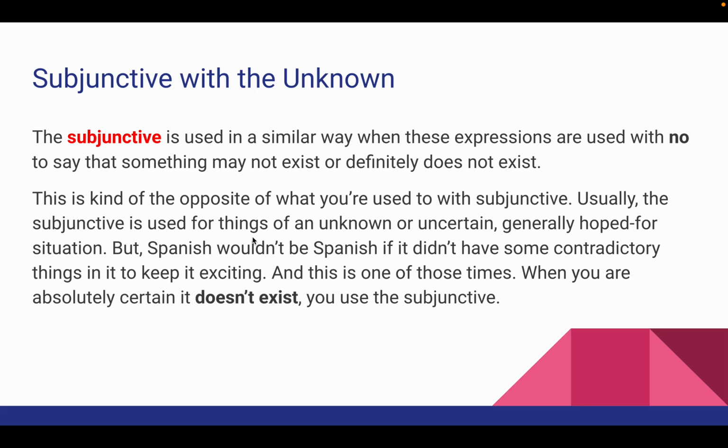The subjunctive is used in a similar way when these expressions are used with no to say that something may not exist or definitely does not exist. So again, this is kind of the opposite of what you're used to with the subjunctive. Usually the subjunctive is used for things of an unknown or uncertain, generally hoped for situation. But Spanish wouldn't be Spanish if it didn't have some contradictory things in it to keep it exciting. And this is one of those times. When you are absolutely certain that it doesn't exist, then you use subjunctive. It's weird, but that's how it is.